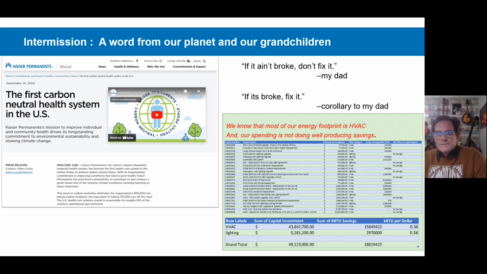So that's the first set of requirements. I'm not going to go through all 18 straight away. We have a little intermission here. So this is our intermission.